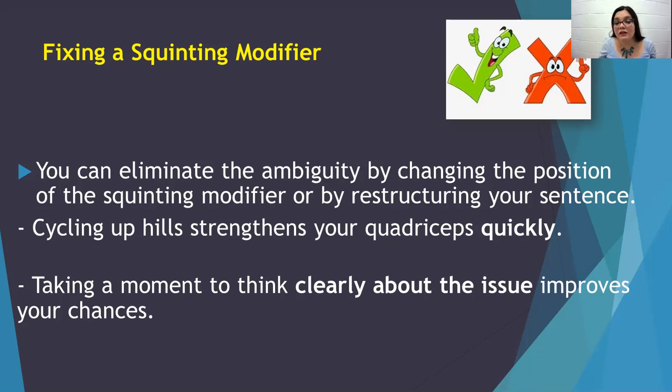Taking a moment to think clearly about the issue improves your chances. Taking a moment to think clearly. So here I'm saying that to think, I need to think clearly, right? The word that is being modified is the word "think." But what if I want to say that clearly, taking a moment to reflect or to think about the issue improves my chances? It is confusing, right? So you have to place it next to the word it modifies to avoid any confusion and not have two interpretations of the same idea.